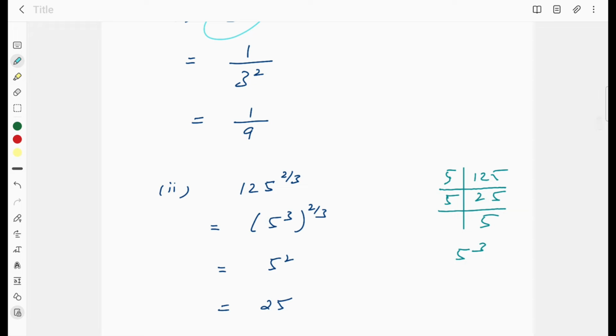Part 2 is 125 raised to the power 2 over 3. 125 is not a prime number, so you have to find prime factors, which will be 5 raised to the power 3. If you write 5 raised to the power 3 in place of 125, then power raised to the power get multiplied, and 3 multiplied by 2 over 3, 3 get cancelled, and this will be 5 raised to the power 2, which is 25.